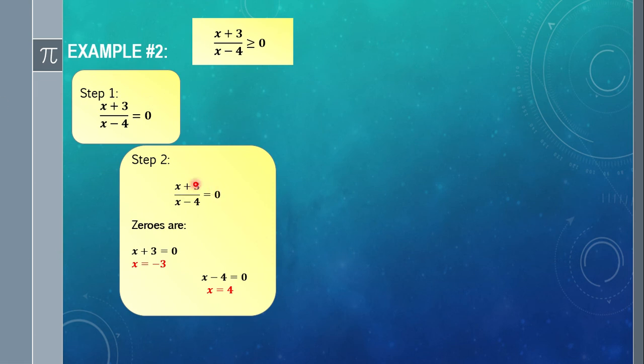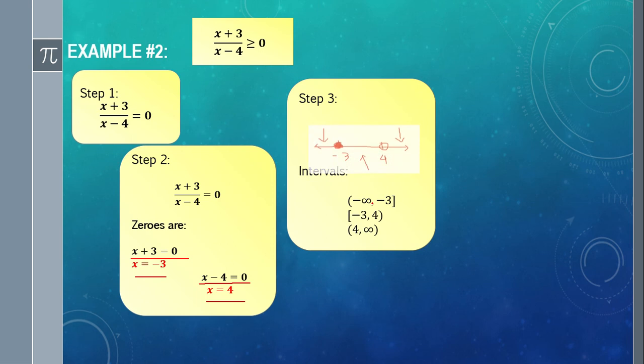So for the numerator, x plus 3 will be equated to 0. Then x is equal to negative 3 for the numerator. And for the denominator, x minus 4 equated to 0, and finding the value of x, that's going to be 4. After that, for our step 3, the intervals are the following. We have negative infinity to negative 3, negative 3 to 4, and 4 to infinity.